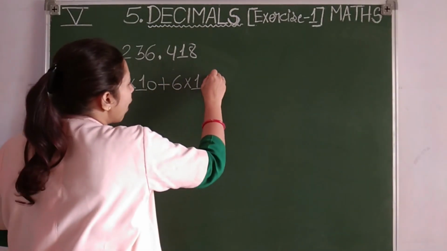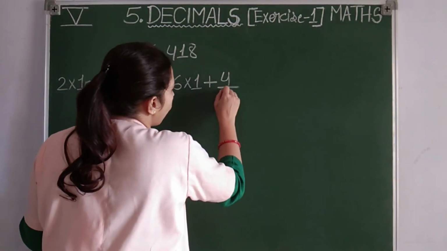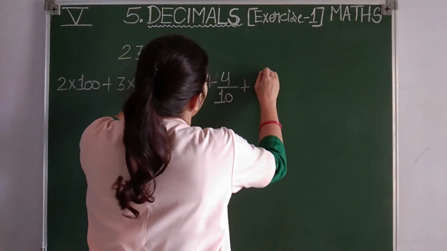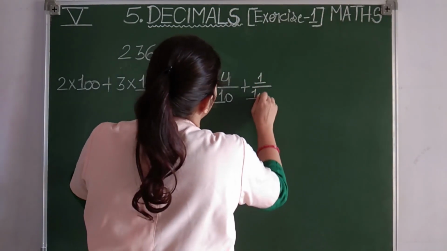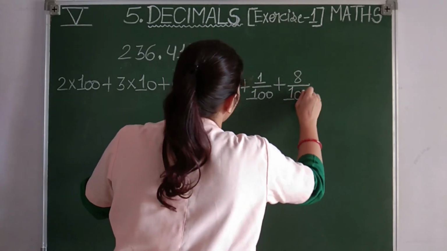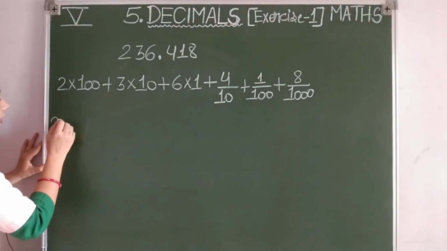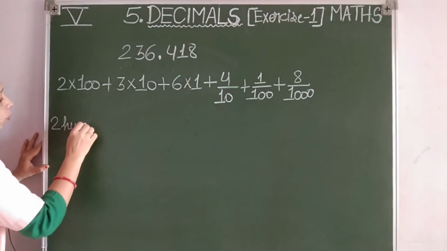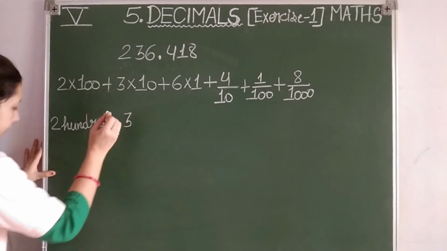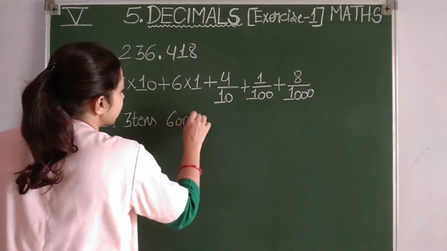Here, after the point, the first digit, I am going to write it as 4 upon 10. Then the next digit will be written as 1 upon 100. And then the last digit will be written as 8 upon 1000. I'll explain this in detail. For now, just to see. Now see, if I have to write the place value, I'll write it as 2 hundreds, 3 tens, 6 ones. Isn't it, students?